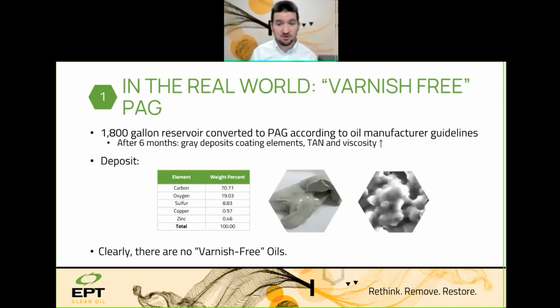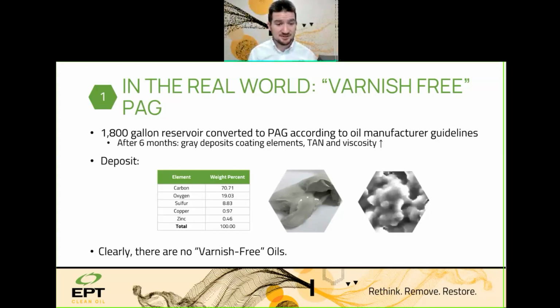They sent a sample up to us at EPT Clean Oil so that we could analyze it. We did elemental analysis on that fluid by energy dispersive X-ray spectroscopy, elemental analysis on the sludge, sorry, not the fluid, just to determine its elemental composition. And you can see from the table on the left, this is 98.5% organic, carbon, oxygen, and sulfur. These all come from the fluid itself. The sulfur is part of the additive pack in this oil. So this is an organic residue, an insoluble sludge, which is formed from oil-derived breakdown products. By definition, this is varnish.